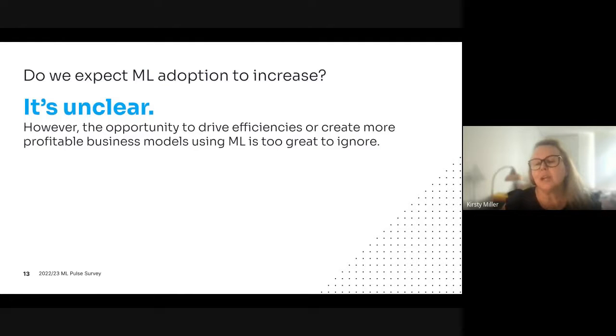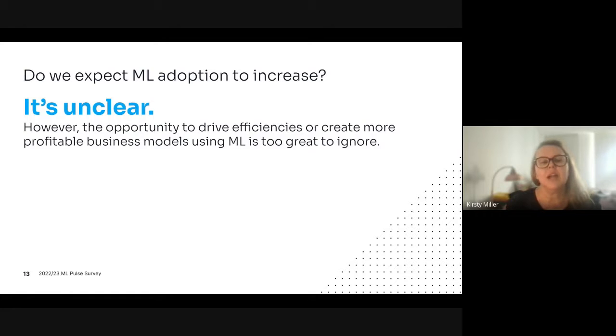There are some data points, which I'll share with you shortly, which indicate that it's likely to, but they are the same signals that we received loud and clear from last year. So we don't know whether or not this interest in machine learning will actually translate into adoption. You can't be sure.